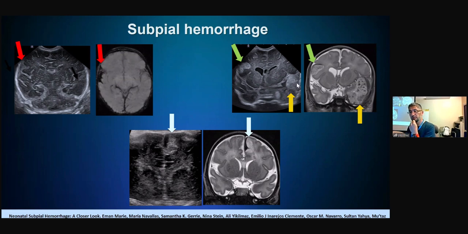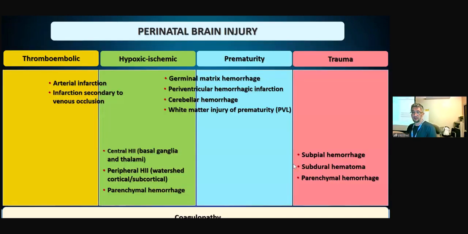That's the ultrasound here and here, that's the MRI correlation. As you can see, it looks like, is it in the brain or outside of the brain? When you're thinking of it, you should know that it's subpial hemorrhage. Also here, it looks like a subarachnoid hemorrhage, but it's confined. It's not free. This is the hemorrhage. All right.